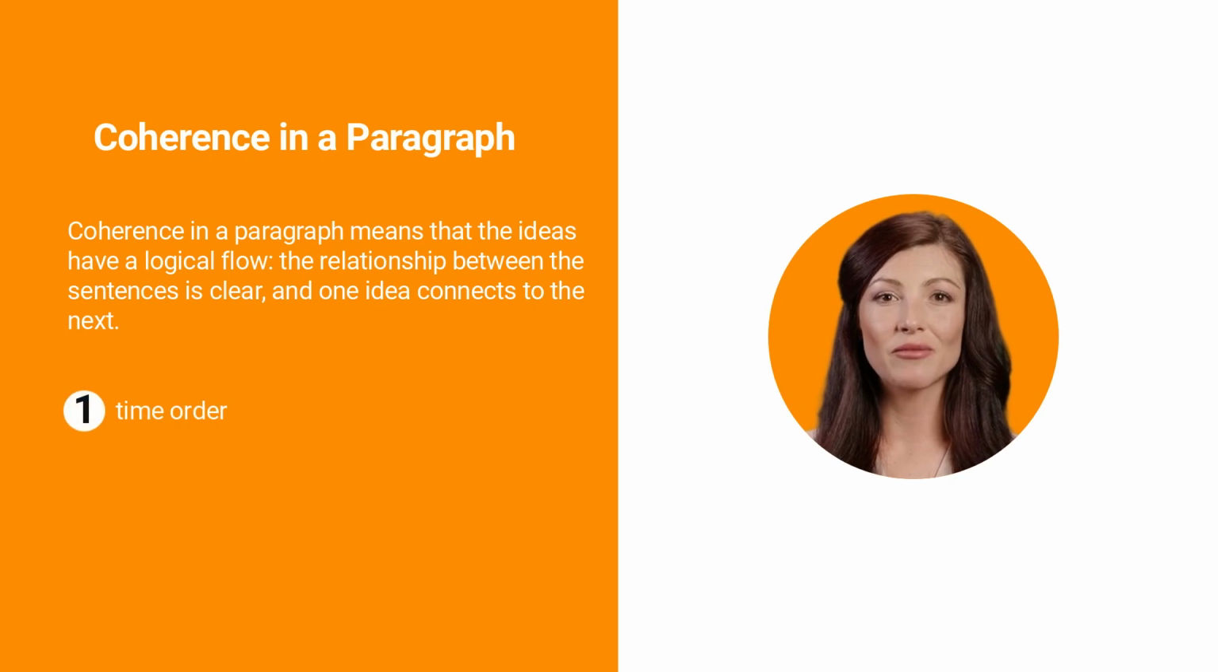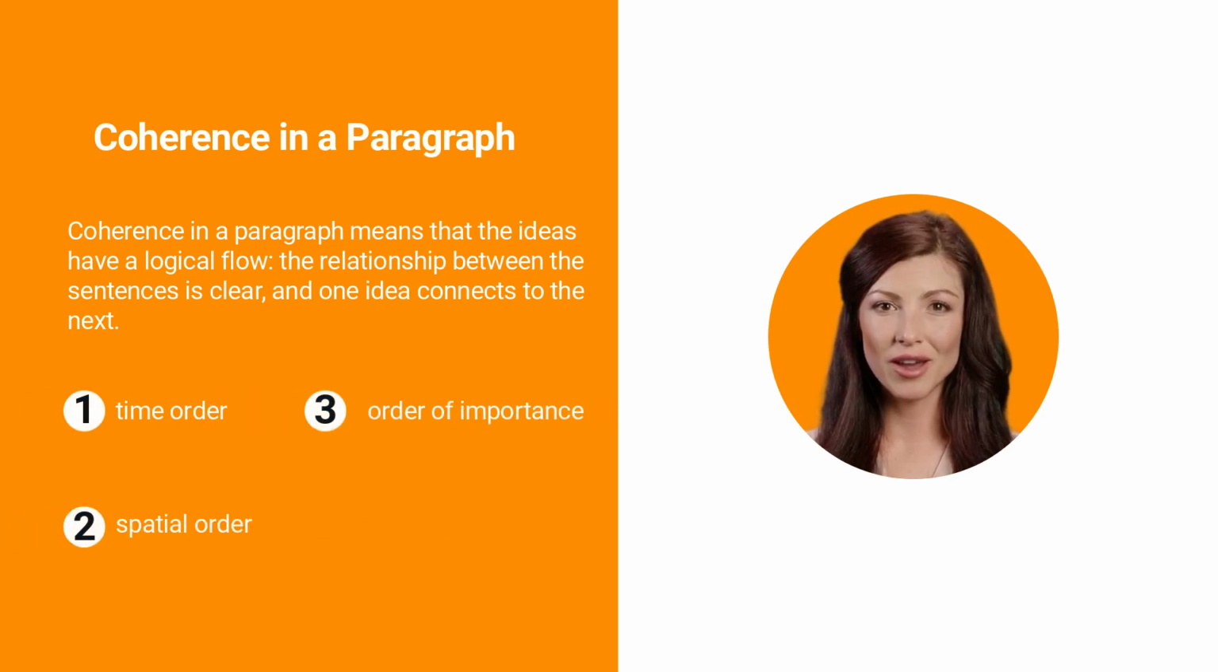Coherence in a paragraph means that the ideas have a logical flow, the relationship between the sentences is clear, and one idea connects to the next. One way to achieve coherence in a paragraph is to use a pattern of organization, such as time order, spatial order, or order of importance.